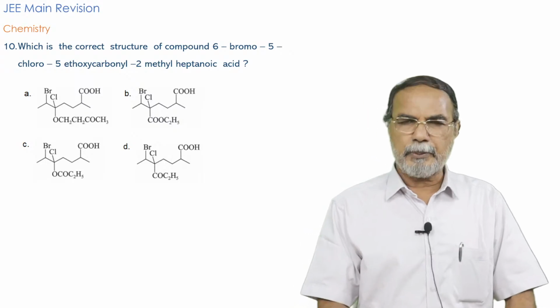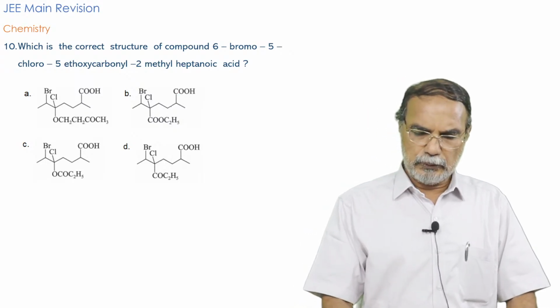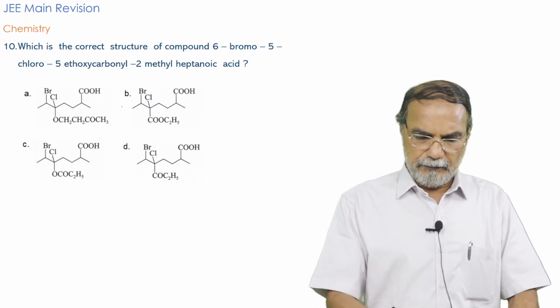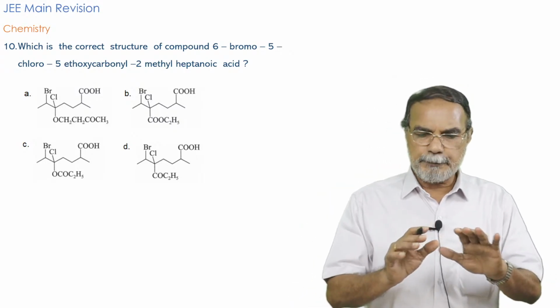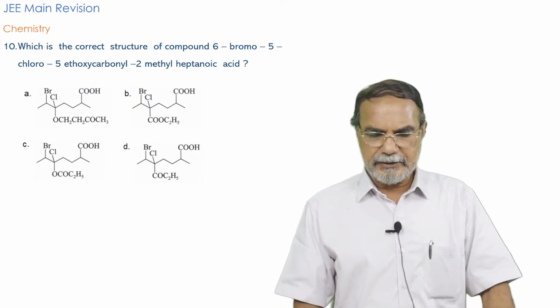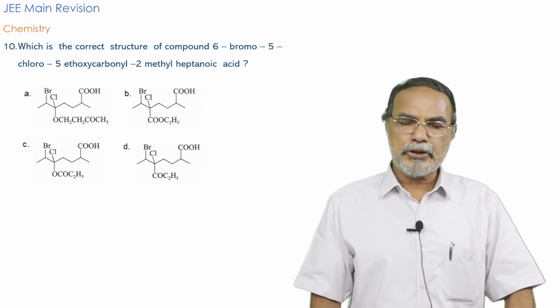So this is carbon number 1. This is carbon 2. This is 3. This is 4. This is 5. This is 6. And this is 7. And that's the case with all the 4 structures. That means there is no dispute about the position of acid, position of chlorine, and position of bromine.